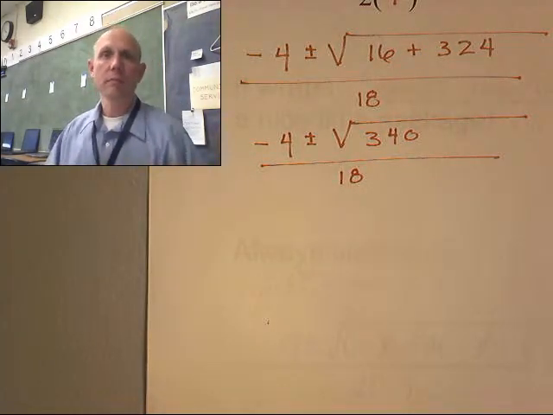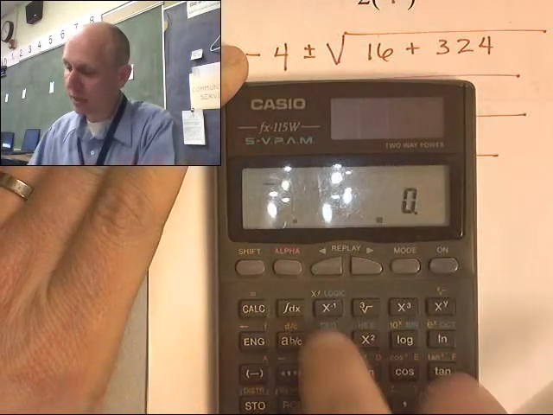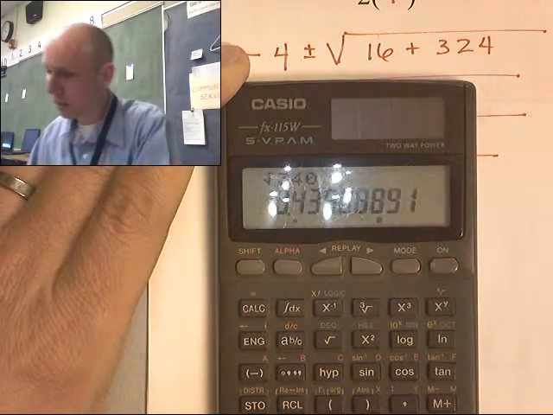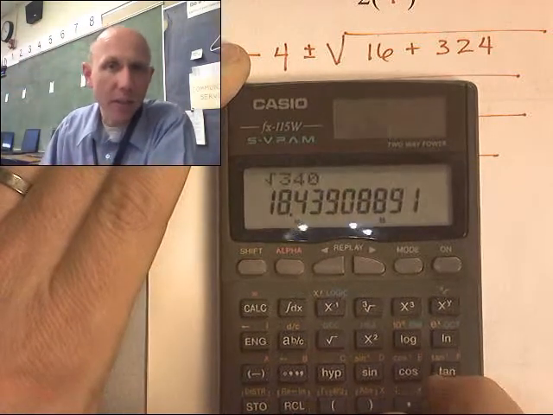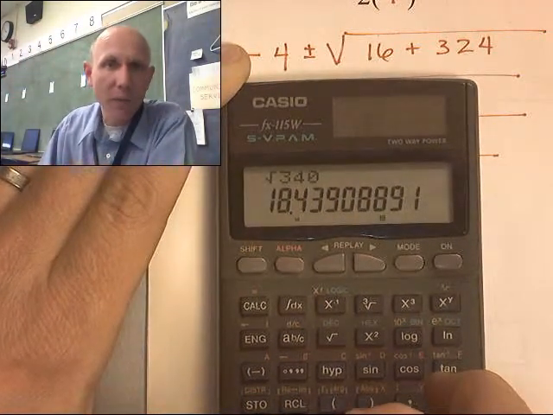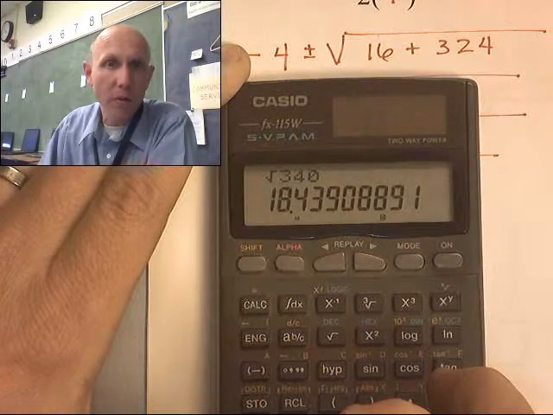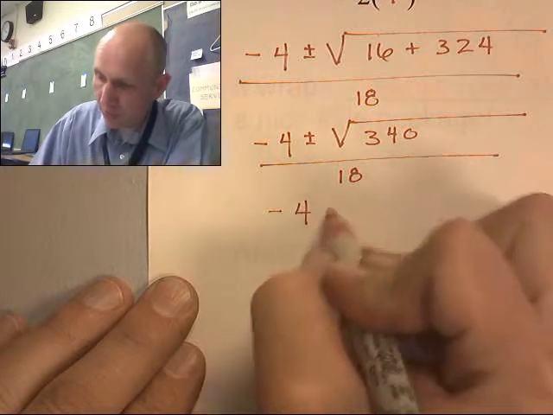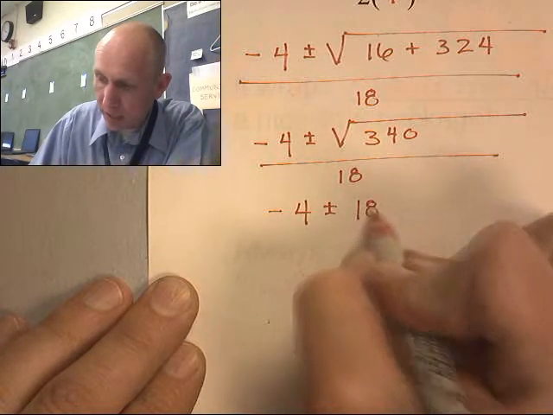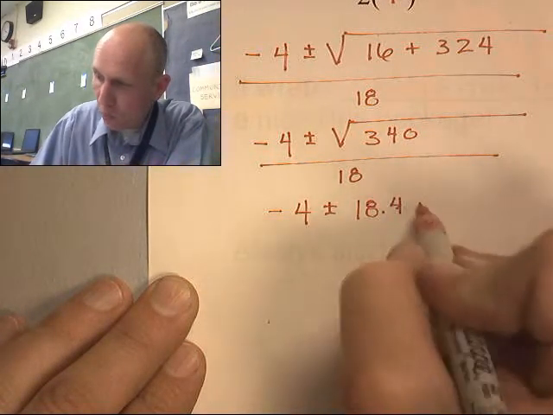340. There's not a good square root of that, so we're going to use a calculator. Square root of 340 is 18.439, so 18.44. Negative 4 plus or minus 18.44.